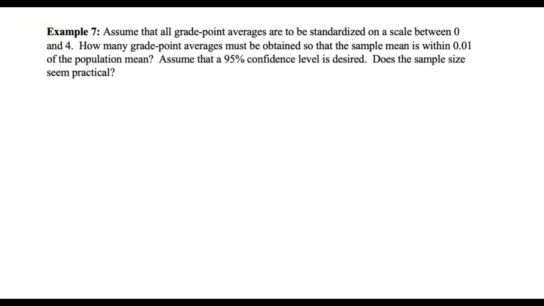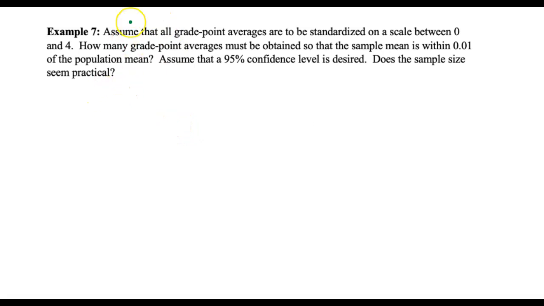And so let's just do a quick example of this. We're assuming that all grade point averages are to be standardized on a test on a scale between 0 and 4. How many grade point averages must be obtained so that the sample mean is within 0.01 of the population mean? Assume that a 95% confidence level is desired. Does the sample size seem practical?